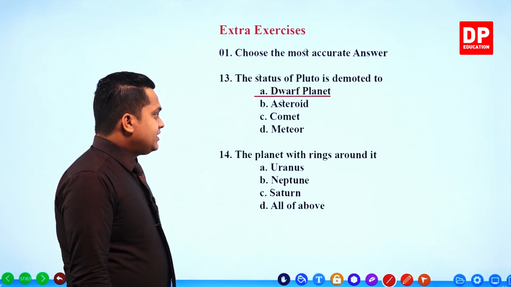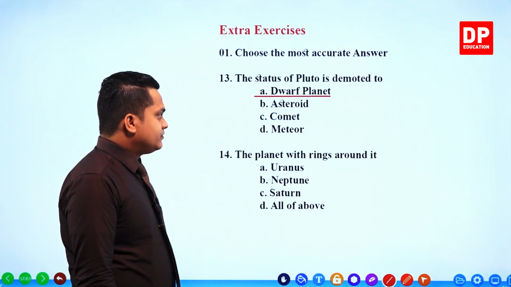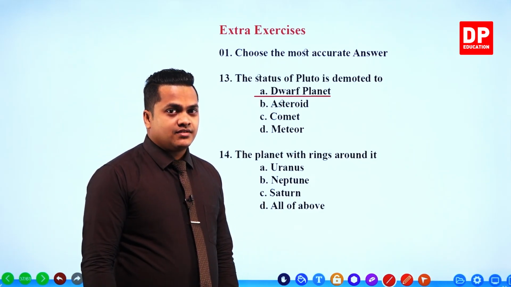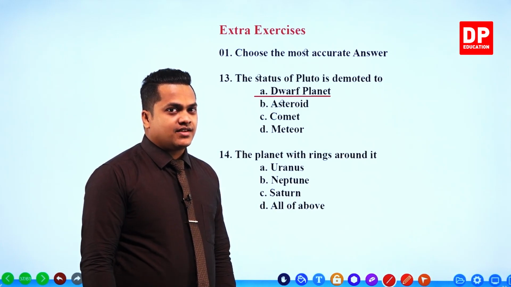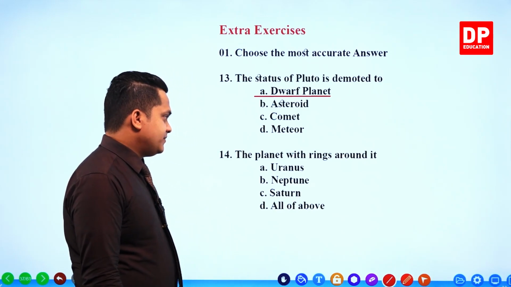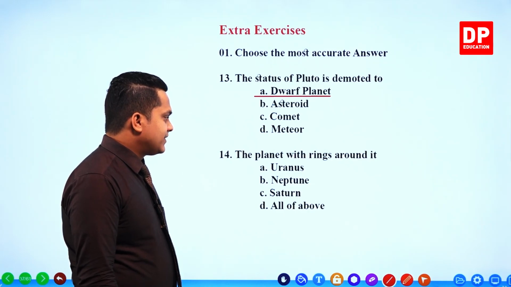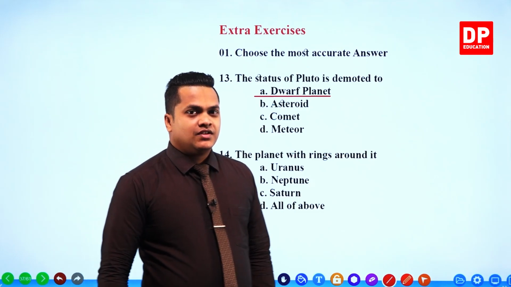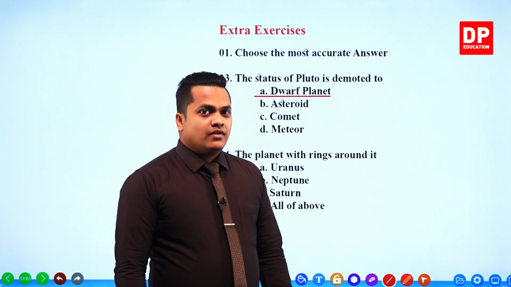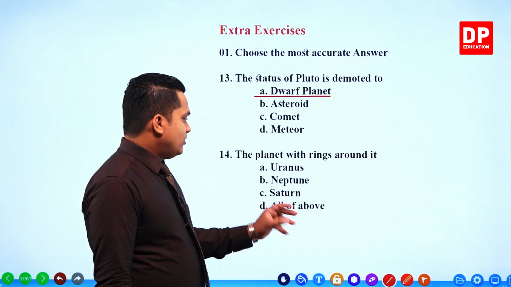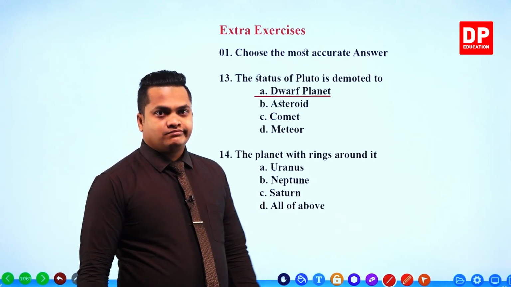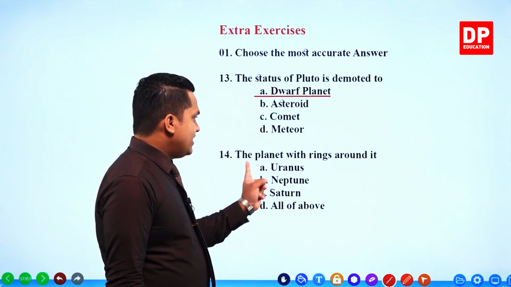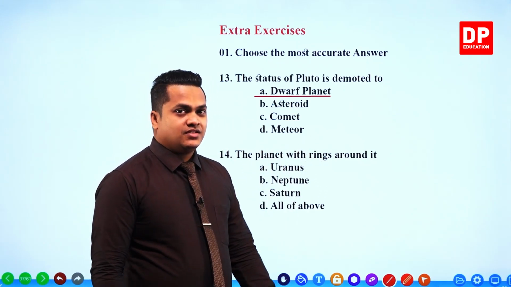The planet with rings around it. Planet that has rings. Okay, planet that has rings. Uranus, Neptune, Saturn. A good question. Now, once again, it is given all of the above. Right? So, the planet with rings around it.